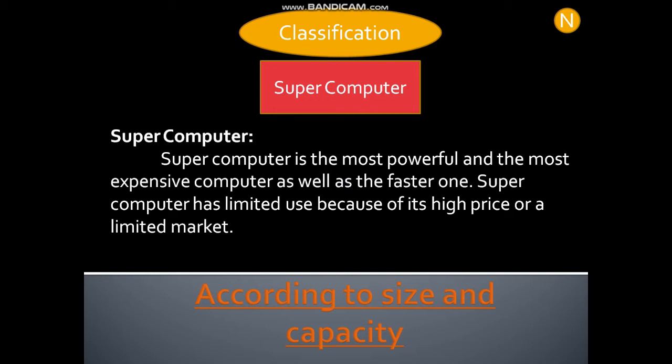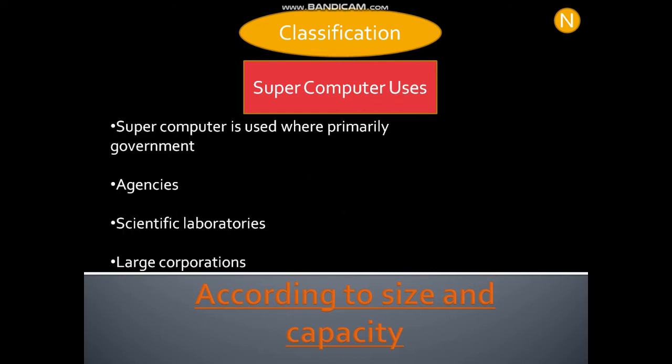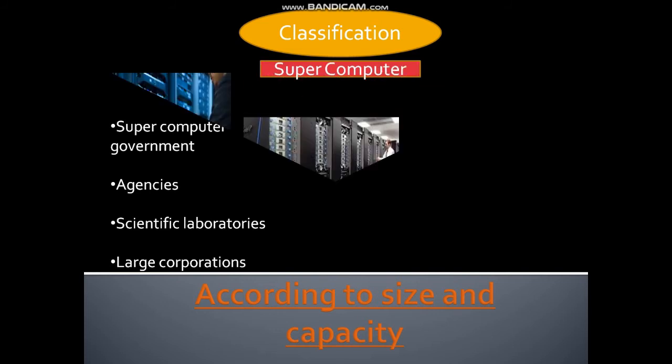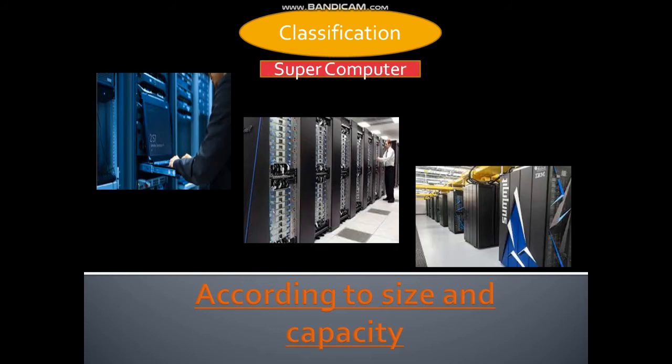Supercomputer is the most powerful and most expensive computer as well as the fastest one. Supercomputer has limited use because of high price and a limited market. Supercomputers are used by primary government agencies, scientific laboratories and large corporations. These are the supercomputers.